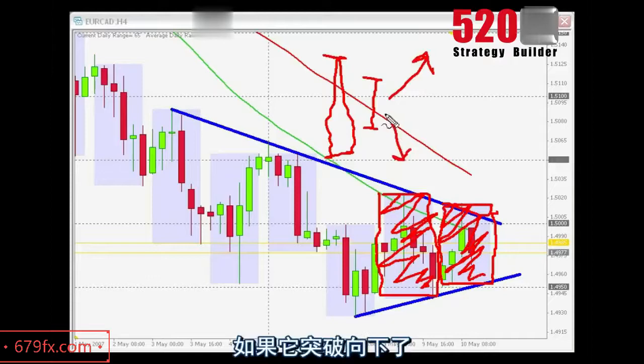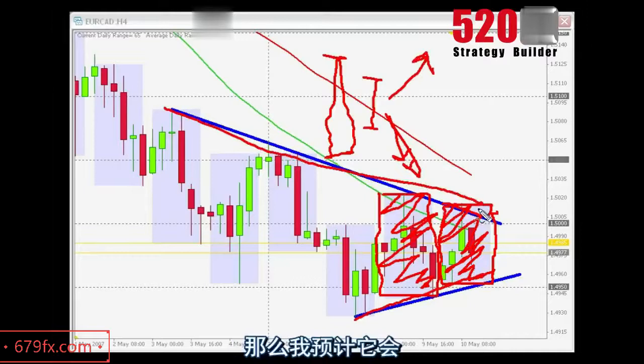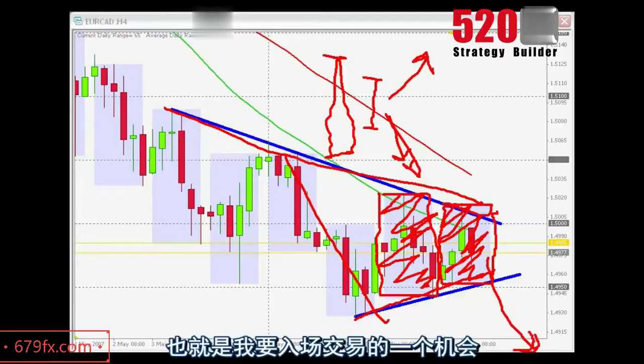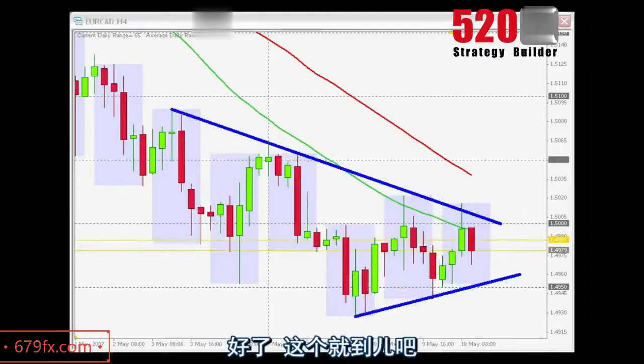If it does break out to the downside and therefore breaks this triangle, I'm expecting a new swing down, which is what I'm going to try to ride on this setup. Alright guys, that's it.